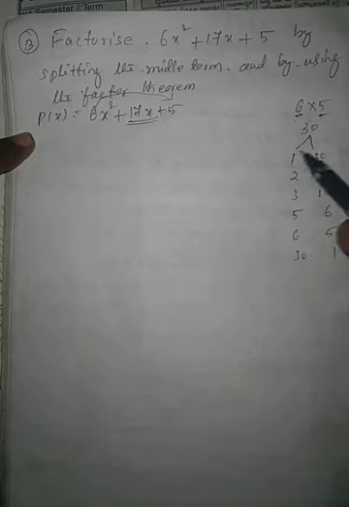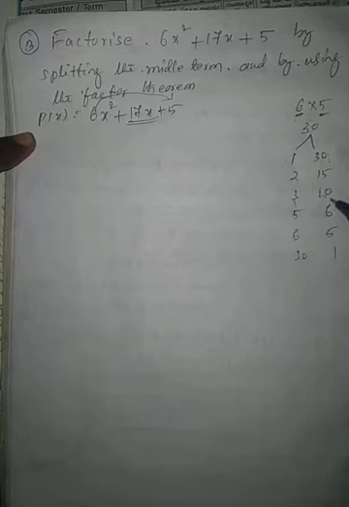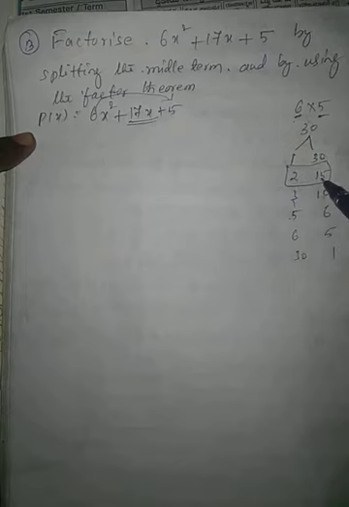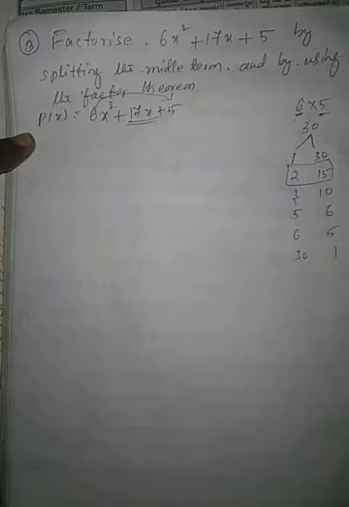Now, which two numbers, if you add or subtract, will give the middle number, that is 17? Let us see. 1 plus 30 is not 17. 30 minus 1 is not 17. 10 plus 3 is not 17. 10 minus 3 is not 17. Like that, it is only the two numbers 2 plus 15. So you have to replace 17 with 2 and 15.